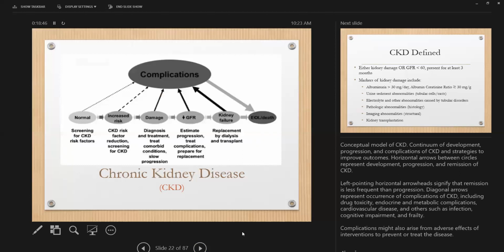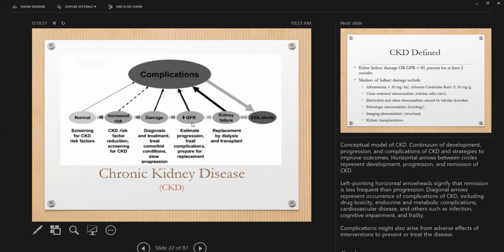We start off with everybody being normal, and we screen for chronic kidney disorders and risk factors. We're going to talk about risk factors, but the screening is your CMP. When people come in for their yearly physicals, we typically do a CMP. It gives us a lot of information. We get a creatinine, a BUN, and a GFR. If that GFR comes in low, now we've got a person that moves to the next level. They're at increased risk. We actually may have damage.